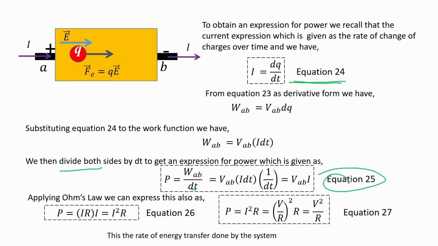Applying Ohm's law, we can express power in equation 26 and equation 27. Power is the rate of energy transfer done by the system. The unit of power is still in watts.